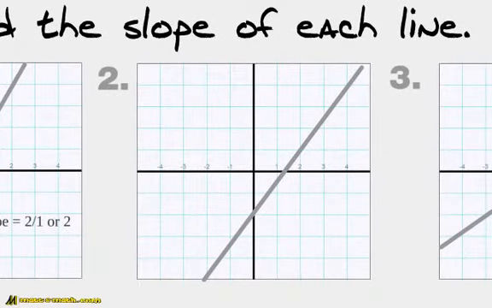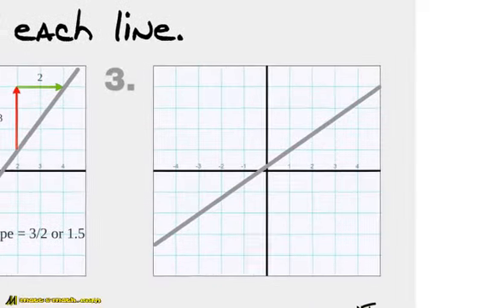Let's do this guy. Pick 2 nice points and see if you can figure out the slope of this line. All right, let's start with this point right here. So we're going to go from that point to that point up there. And from those 2 different points, it rises 3 and it runs 2. So my slope is 3 over 2 or 1.5. All right, do this one.